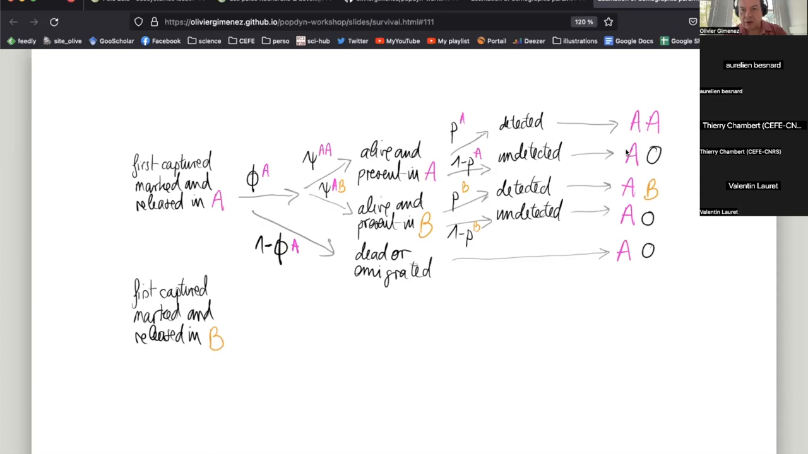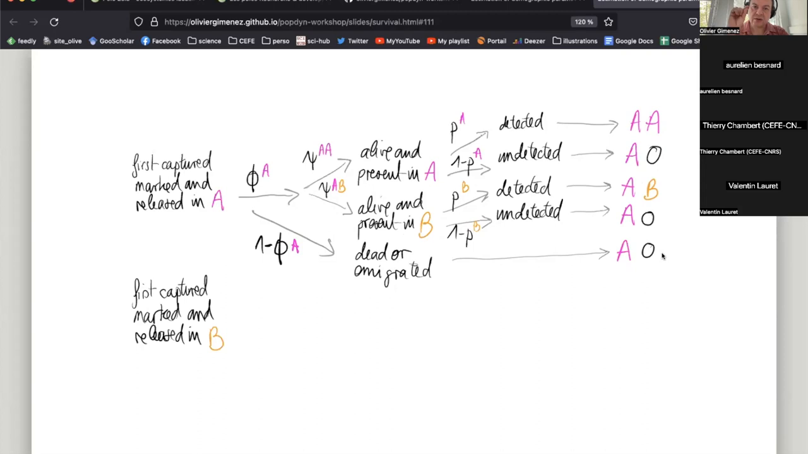So you see that the encounter history A, zero may be generated by three different fates. Either you were alive and you stayed in site A and you went undetected, or you were alive and then you moved to site B and you went undetected, or you died or emigrated from site A. And so the three options lead to the same encounter history, A0. So you need to really write down the three options, and those events are mutually exclusive.